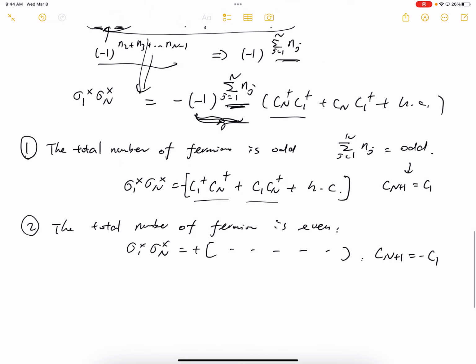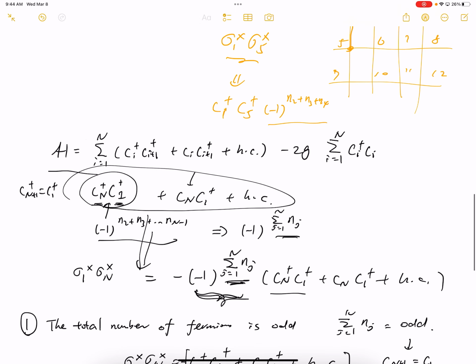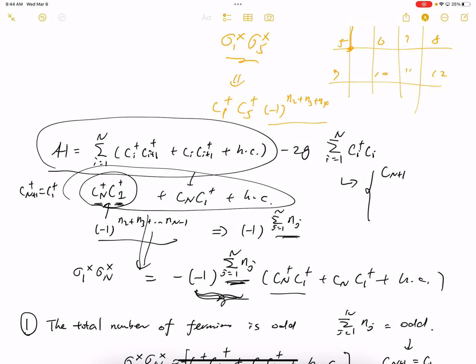If you do that, this Hamiltonian here is actually technically correct. The only thing we need to do is redefine the boundary condition. So C_{n+1} is going to be either equal to C_1 or equal to minus C_1, depending on the odd or even. So this is an odd number of fermions, and this is an even total number of fermions. So that's the take-home message here.